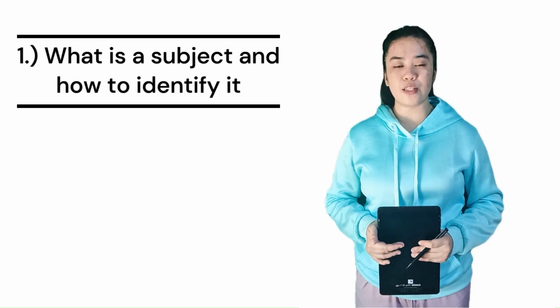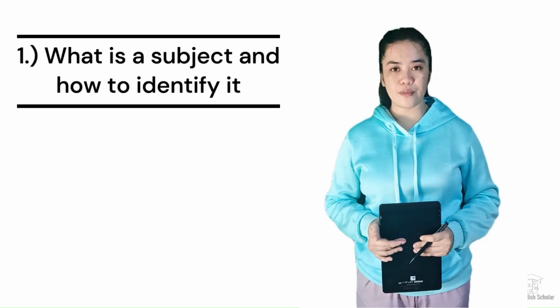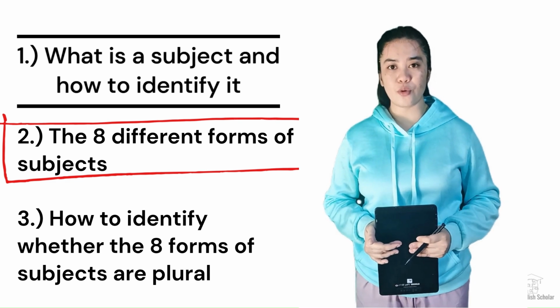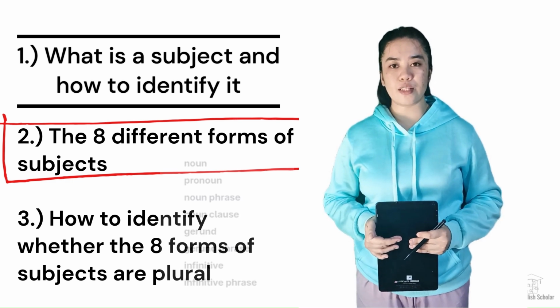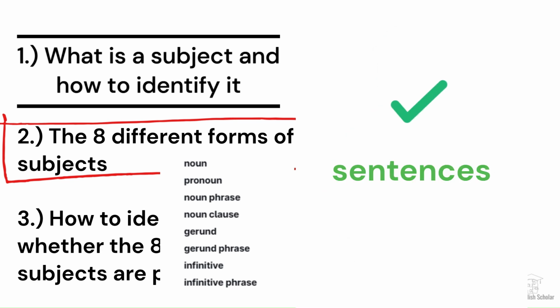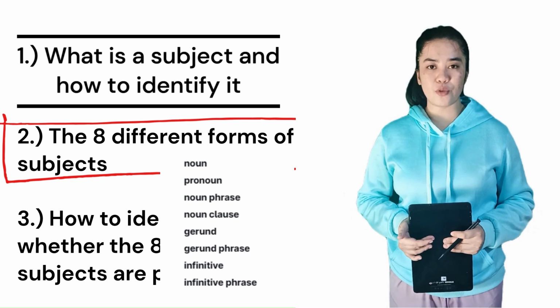In the previous video, we briefly discussed what a subject is and how to identify it. So in this video, we will dive deeper and talk about the 8 different forms of subjects in a sentence, because understanding these forms is crucial for constructing correct sentences, especially in applying the subject-verb agreement rule.